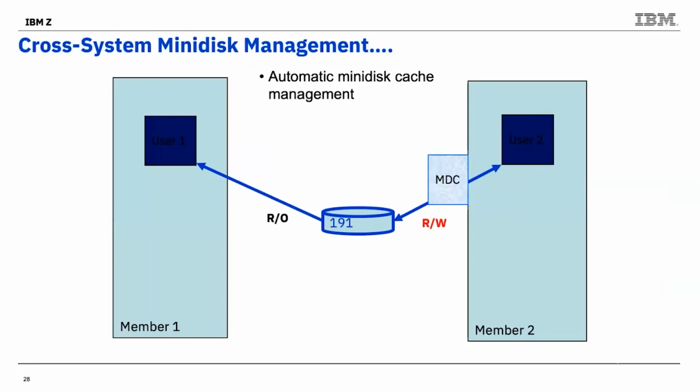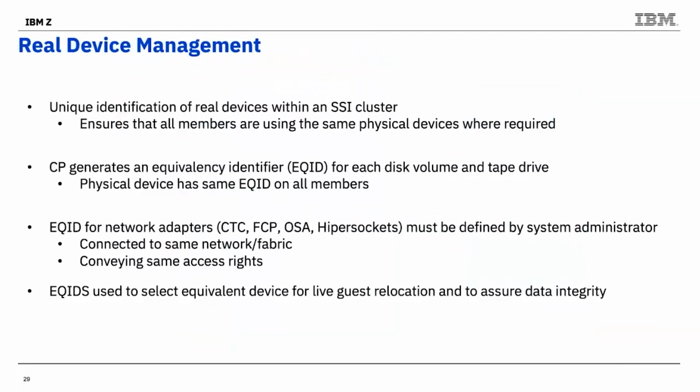So member 2 would then do whatever it needs to do with the write link. And whenever that write link is released, we can then reinstantiate minidisk cache on the read-only members, and everything will be golden and good to go until the next time somebody wants to get a write link. All right, so that's minidisks. But how do we make sure that the real device that one member is talking about is the same real device that another member is talking about?